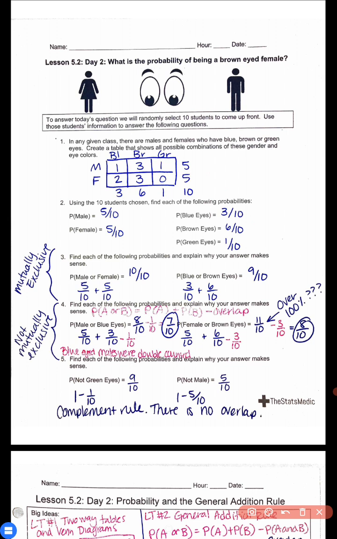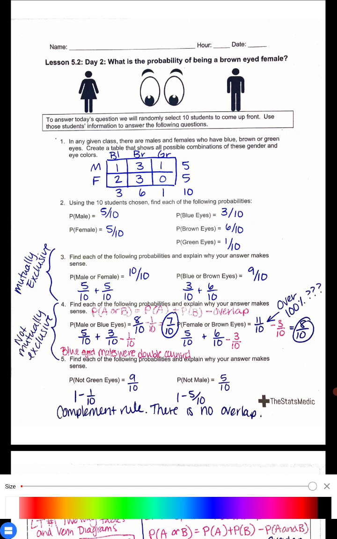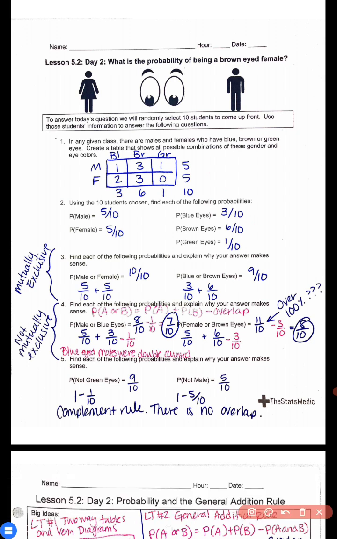Question number 5 says this. Find the probability that someone does not have green eyes. So they actually wrote that out in words. Here's another way that I could have written this. I could have said the probability of green complement. That little C means not.